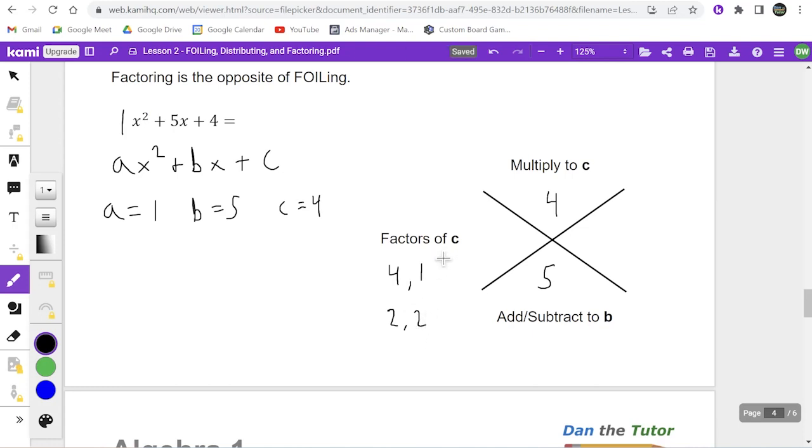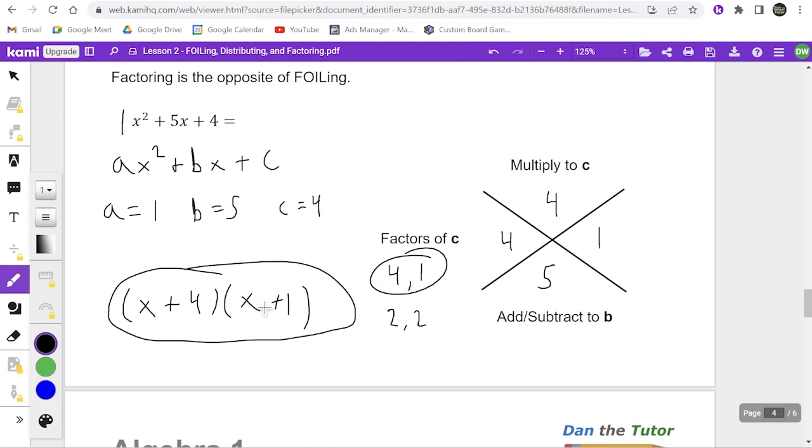And remember, you need your factors to add or subtract to b. 4 plus 1 is 5. That's what I wanted. 2 plus 2 is 4. That's not what I want. It looks like 4 and 1 is the correct factors. So that's what you write on the left side and the right side. And then your final answer is just writing it like this. First, I like to write out the x, and the parentheses. And then what goes in the missing spots is the correct factors, the 4 and the 1. And they're both positive. So plus 4, plus 1, there's your final answer.